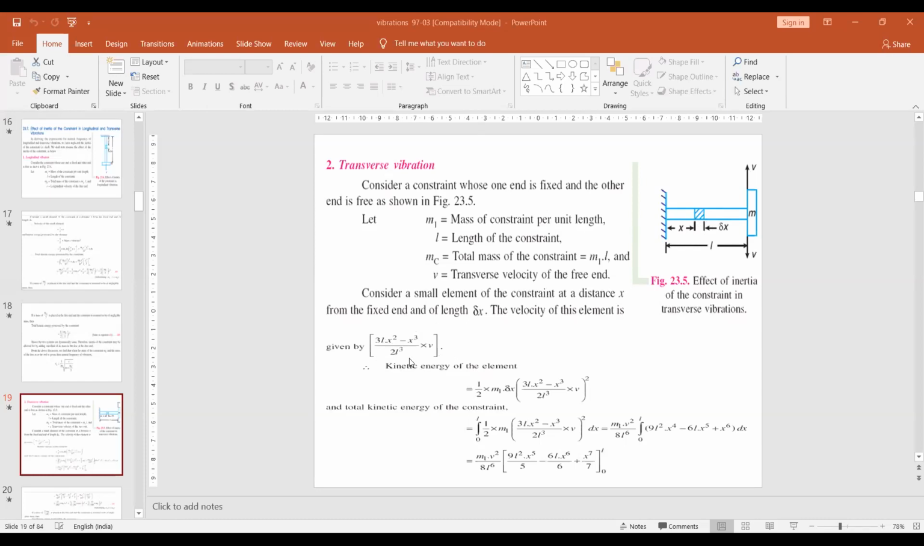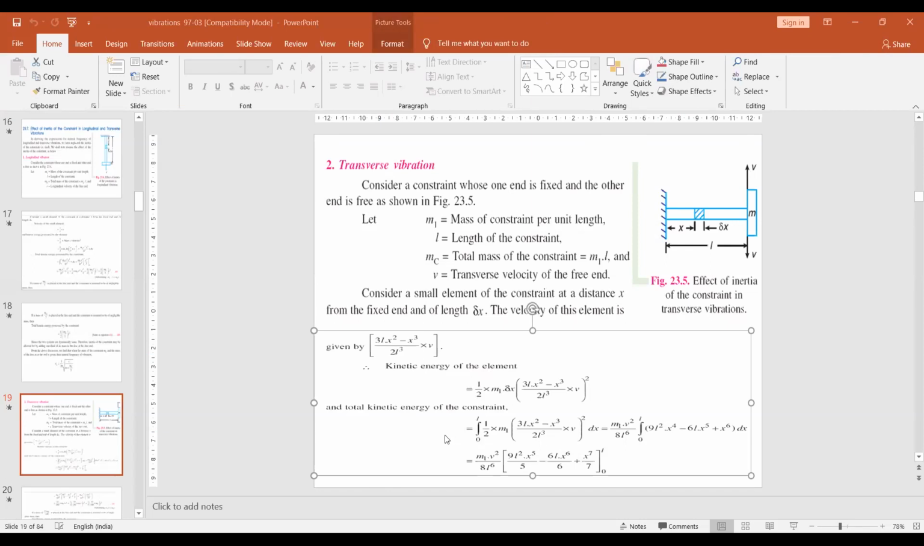When we know the small element velocity, that is substituted in the kinetic energy of the element. So that is half into m1 delta x into 3l x square minus x cube by 2l cube into v, whole square. Now we are finding the total kinetic energy.